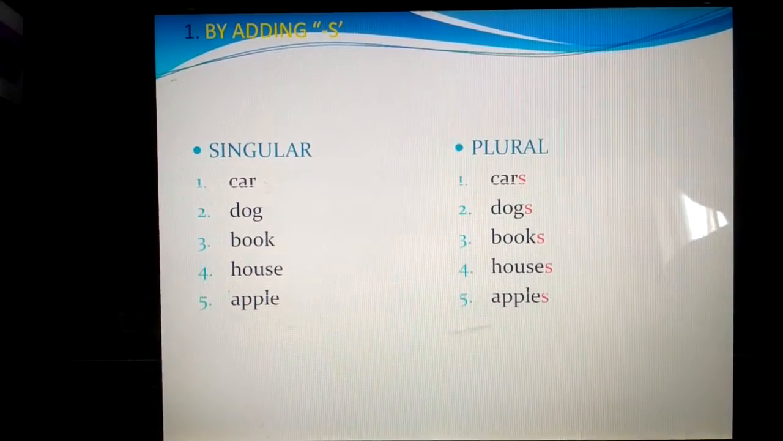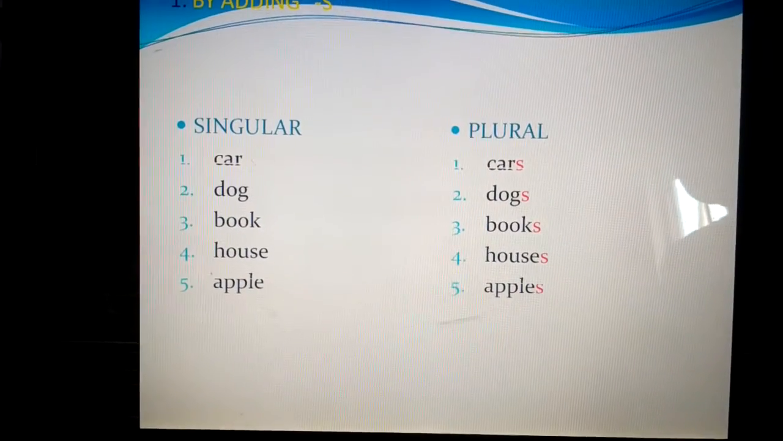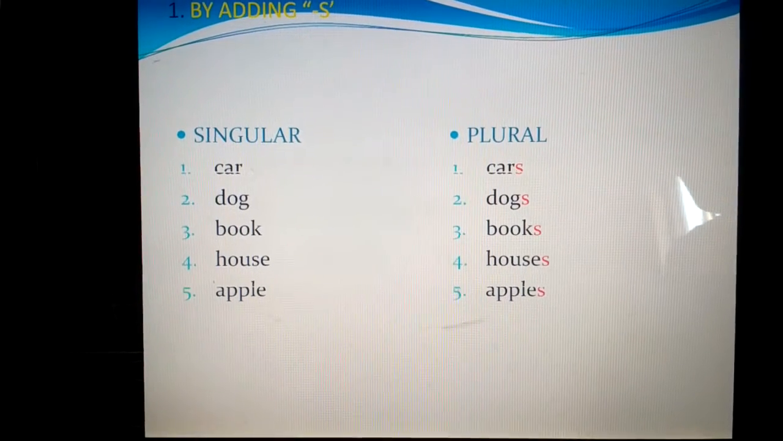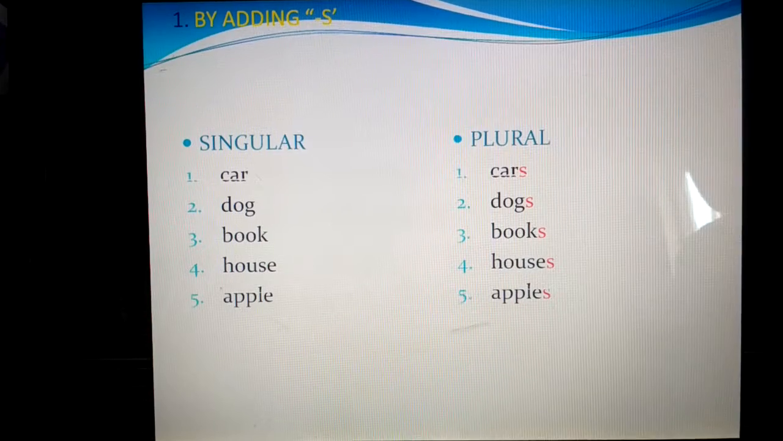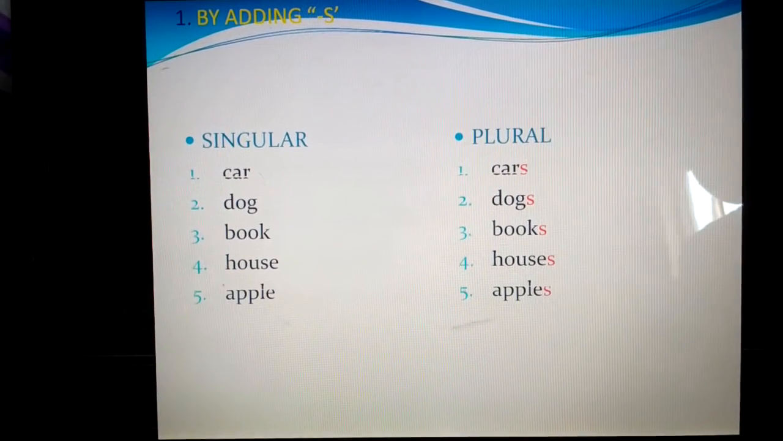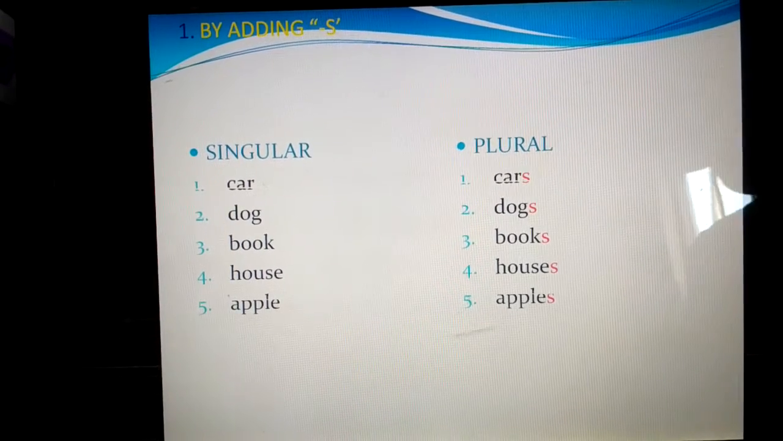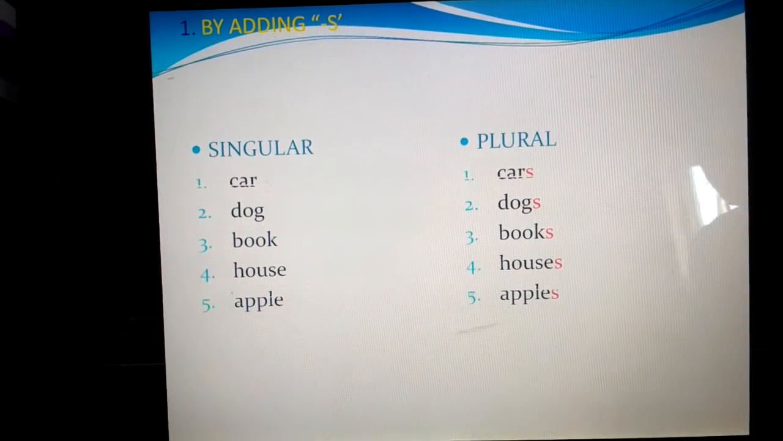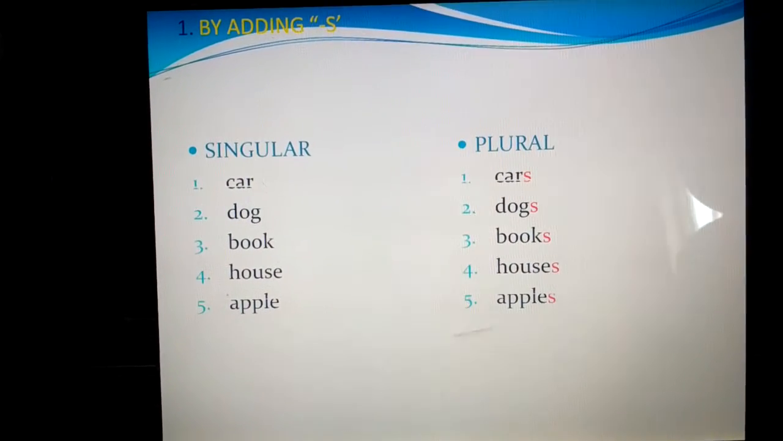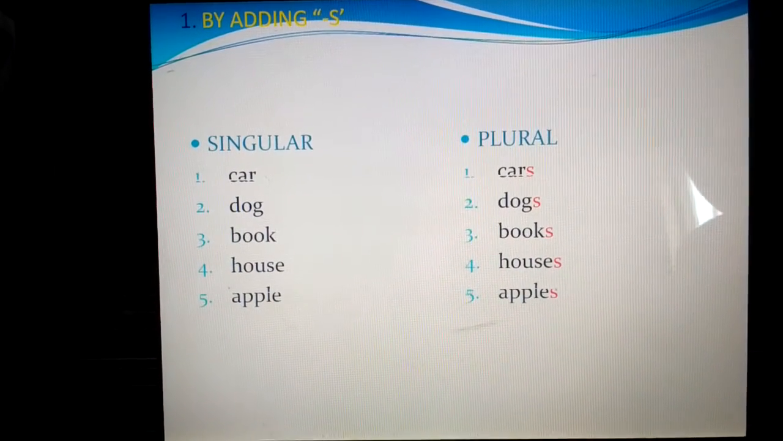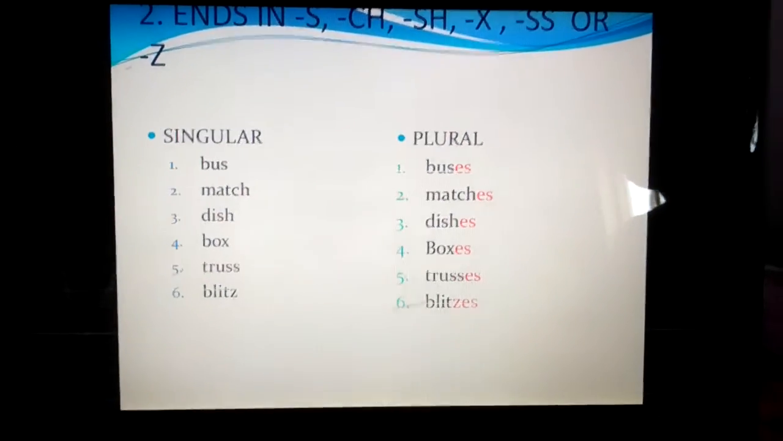So first one is by adding s. This is the general rule. Look here, singular, first one, cur. We add s only, curs. Dog, dogs. Book, books. House, houses. And apple, apples. Not only five nouns are there, except these five there are also more nouns where we only add s. It's not possible to give all nouns.